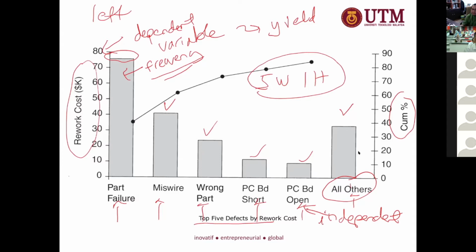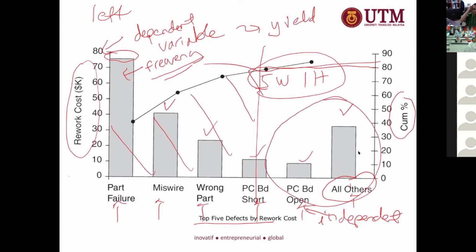But what we want to see here is that this is 80%, these are 80%, but these are 20%. It looks minimal. But the costs incurred by the failure part is huge, followed by miswire. So you want to investigate the 5 why for this problem.